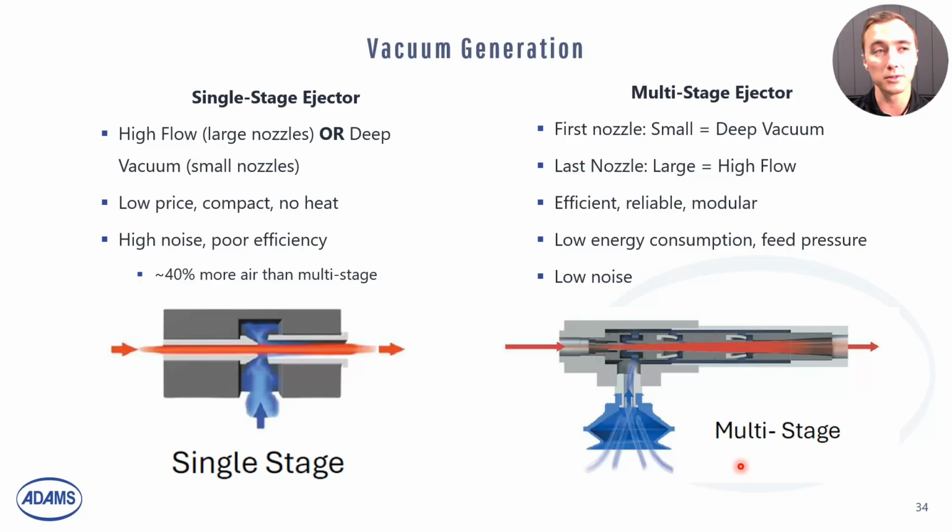So in most industrial material handling applications, you're going to use an ejector, so either a single stage ejector or a multi-stage ejector. The single stage can either have the high flow or deep vacuum. You can't really have both there. It is going to be a little bit of a lower cost solution, maybe more compact and not generate as much heat, but it's going to be much more noisier, and it's going to be much less efficient than the multi-stage equivalent. It's going to use about 40% more air than the multi-stage.